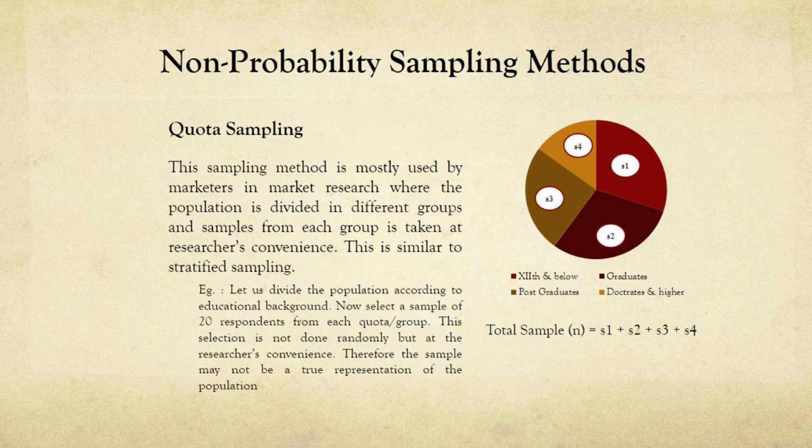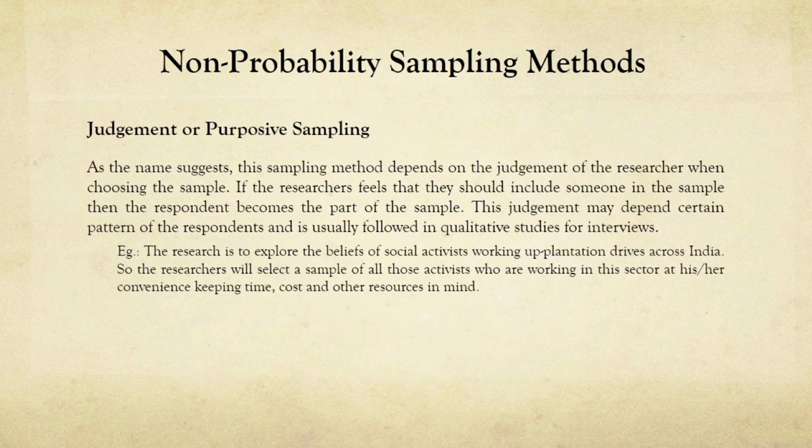The third type of non-probability sampling is the judgment or the purposive sampling. As the name suggests here, this sampling method depends on the judgment of the researcher when choosing the sample. So if the researcher feels that they should include someone who should be there in their sample, the researcher does that.